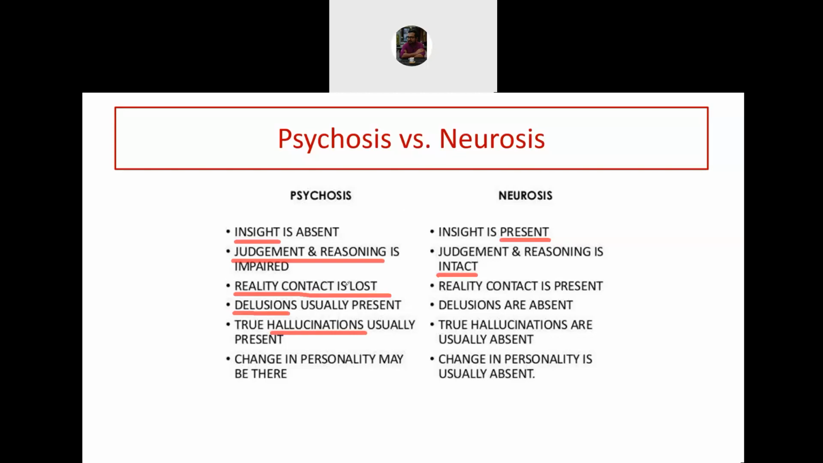And because of all these changes, in psychosis, the person may have a change in personality. But in neurosis, the personality doesn't change, only that the person is suffering. One of the most classical examples of psychosis is schizophrenia, and a classical example of neurosis probably is anxiety disorder. So this is how psychosis and neurosis broadly differ. And since today we are going to talk about schizophrenia, we will be acquainting ourselves with the features of a psychosis.